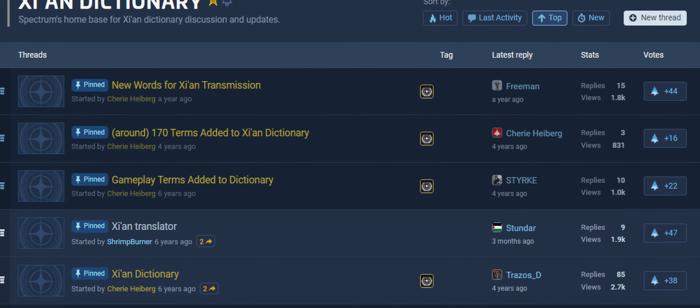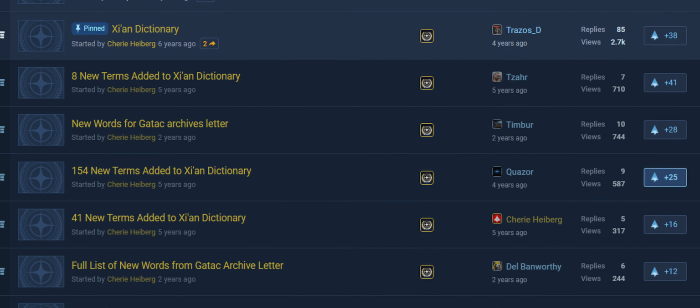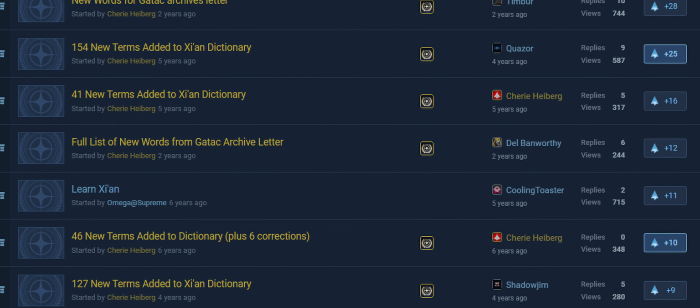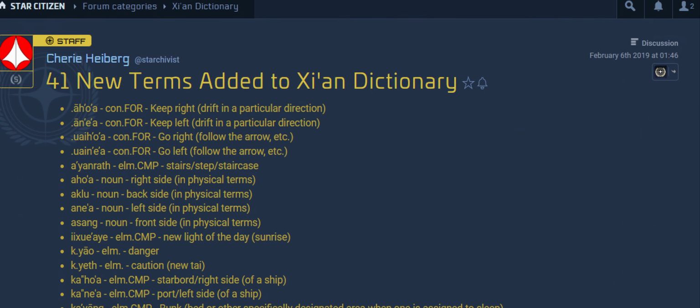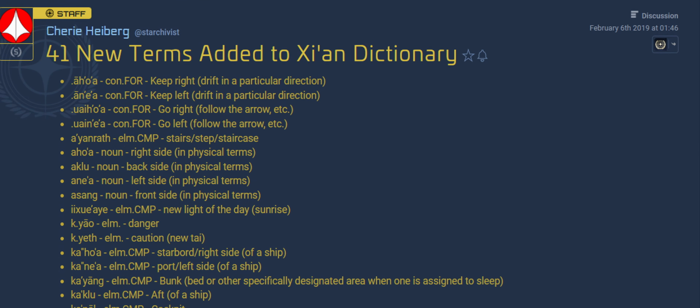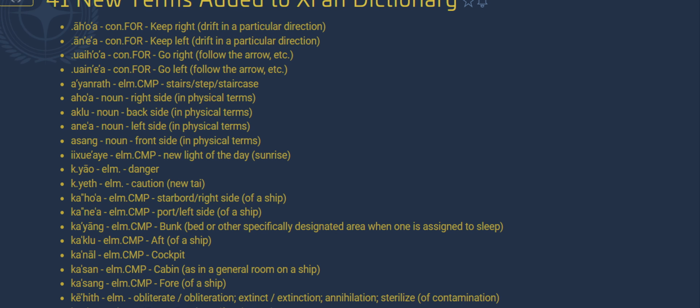Most of the terms featured weren't in the Xi'an-language upon release in October 2017. A bunch like cockpit and many of the components were added to the dictionary later that year in November, but a good number of them were added somewhat out of the blue in 2019, including stairs, the different grades of quarters, and a number of other terms pertaining to ships.